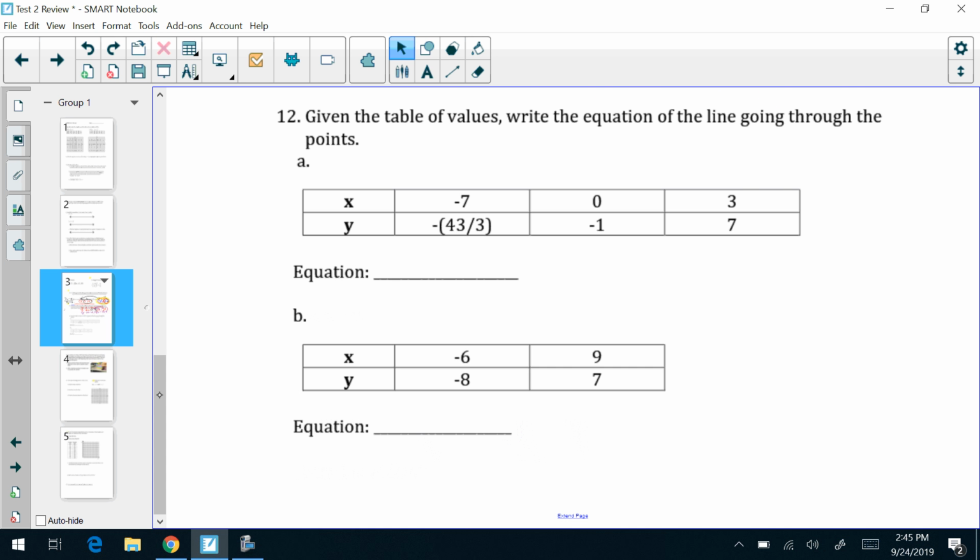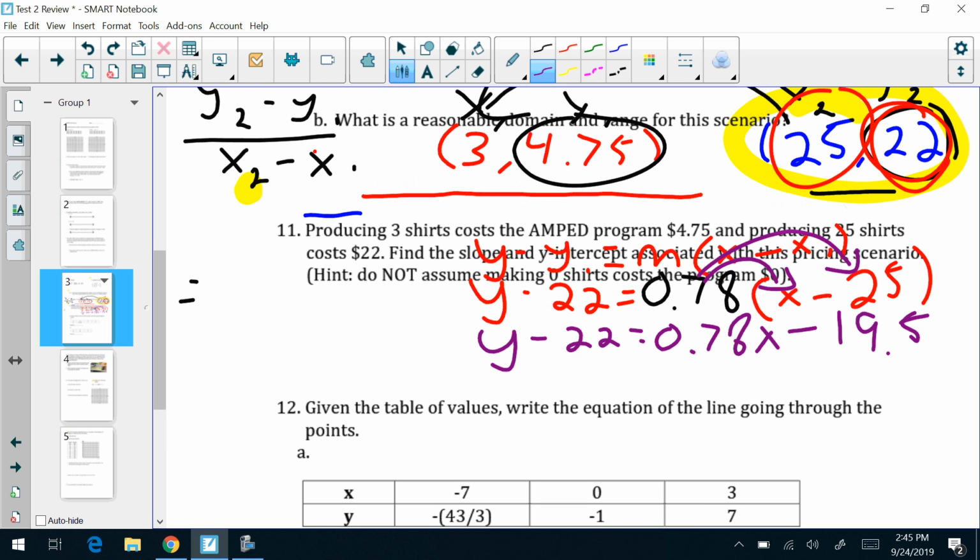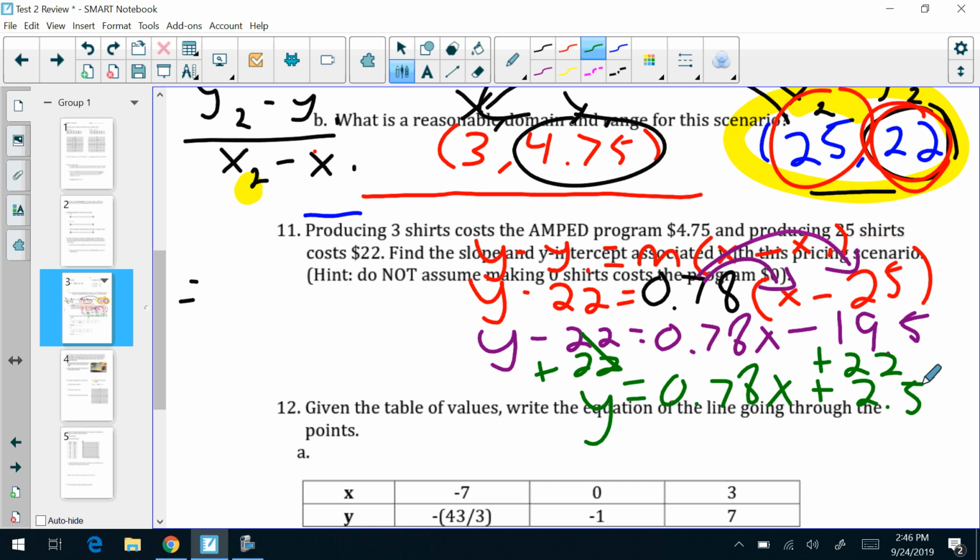So if I add this 22 on both sides, y equals 0.78x, and then negative 19.5 plus 22 is going to give me a positive 2.5. So now it's in slope-intercept form, y equals mx plus b. So the slope is 0.78, and the y-intercept is 2.5. That's number 11.